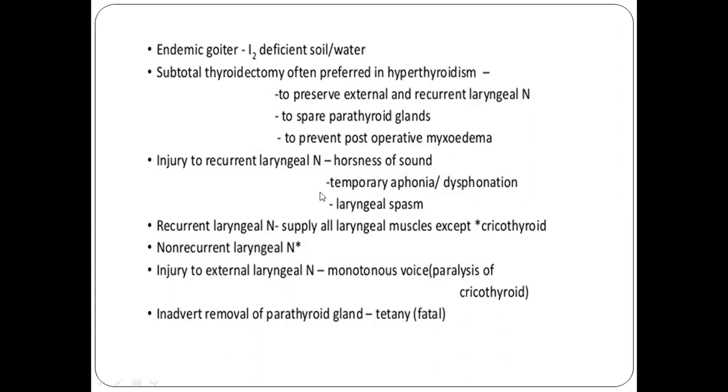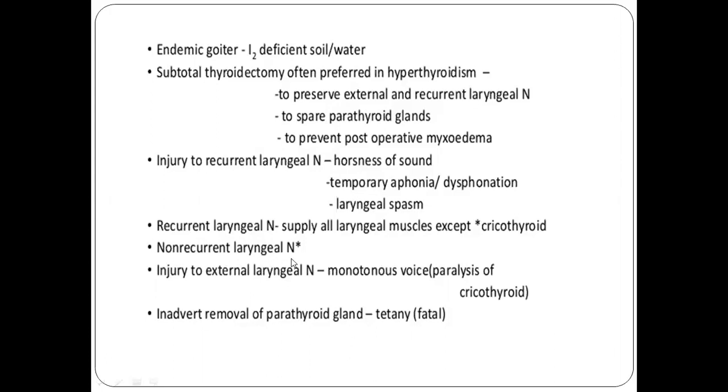If both the nerves, on both sides, are damaged, then aphonia, the patient is not able to talk, dysphonation or laryngeal spasm or very severe respiratory distress. The vocal cord will come to the midline or the paramedian position. So it depends on that also. The recurrent laryngeal nerve supplies all the laryngeal muscles except the cricothyroid.